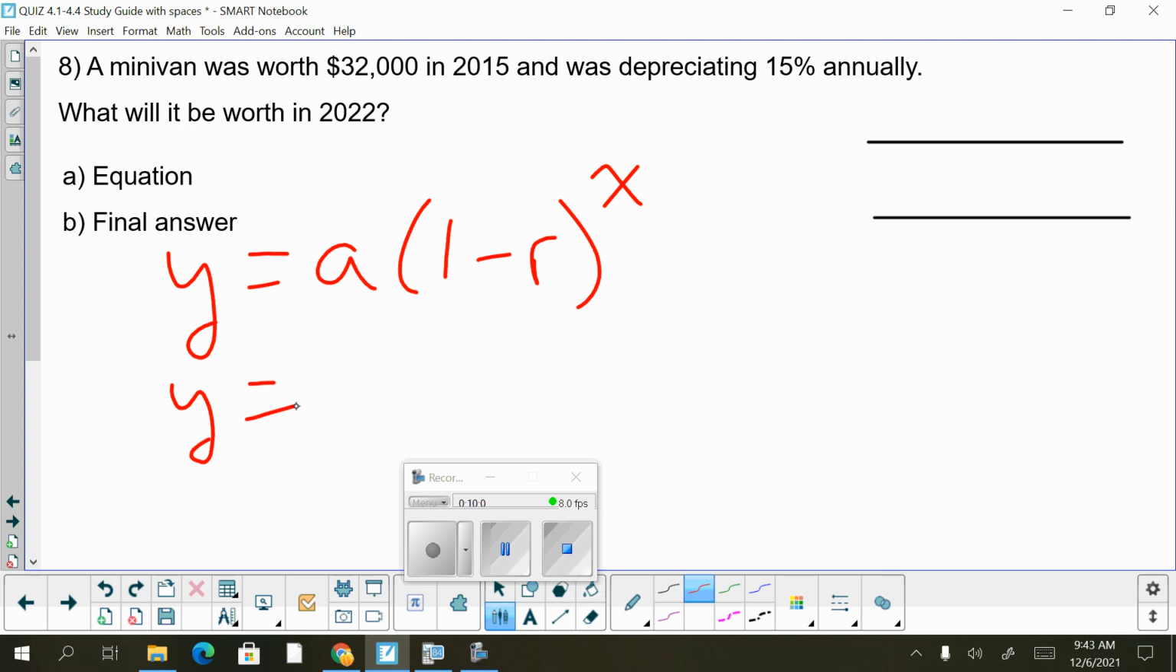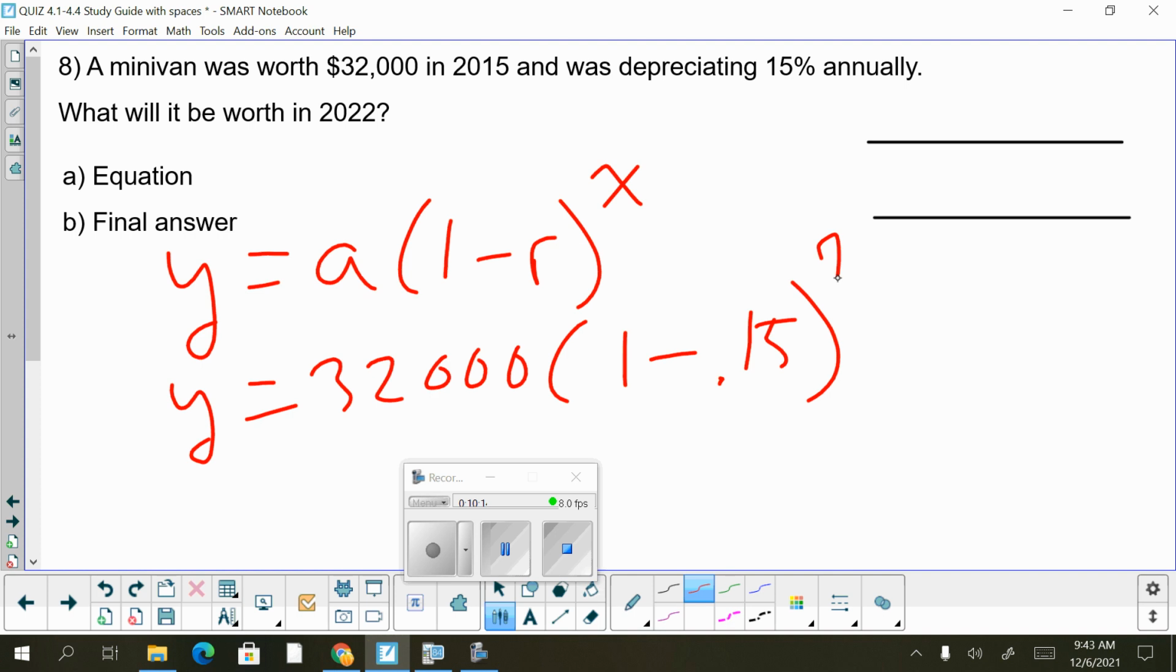So for this one, we are starting with $32,000, depreciating 0.15 each year. It looks like how many years are going to go by? 7 years. So I'll put that in. That's your answer for part A. And part B, I'll type it in my calculator.